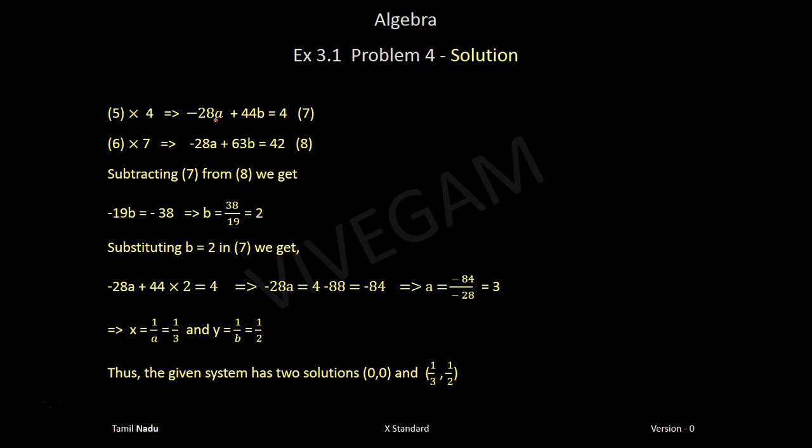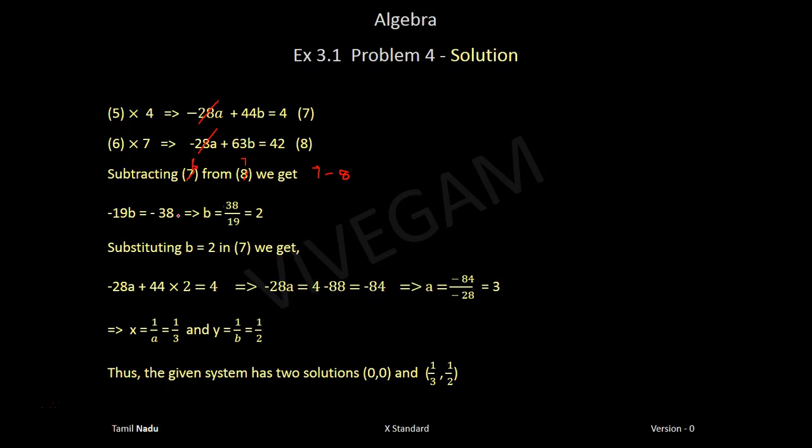So what will happen? This a and a will cancel. So 44b minus 63b is minus 19b. When I had just said subtracting 7 from 8, it means 8 minus 7, but what I have done here is 7 minus 8. So basically it is 7 minus 8. Okay, that's all it is.